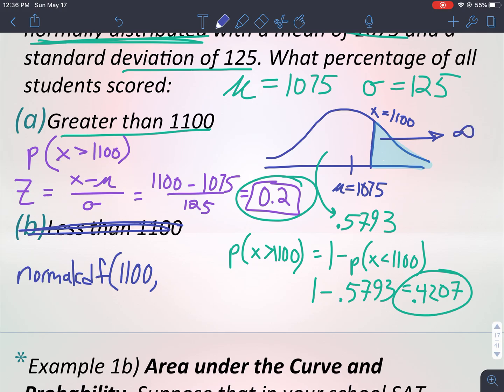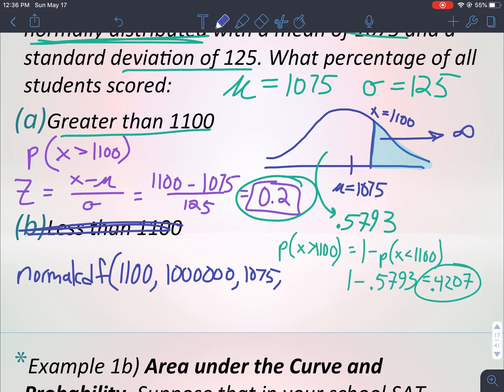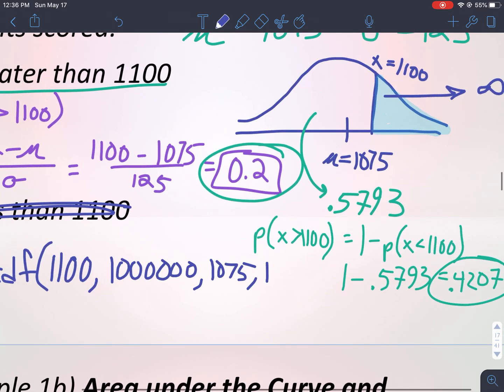I need to pick a really, really high number, but I can't pick 1,000 here like we did in previous lessons because the mean is above 1,000. So we need a much, much higher number because our mean is no longer 0. It's 1075. And the standard deviation is 125.